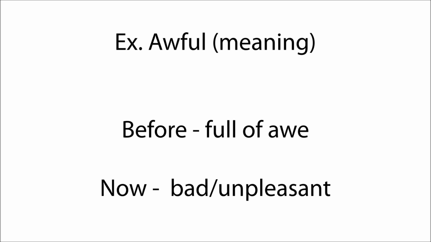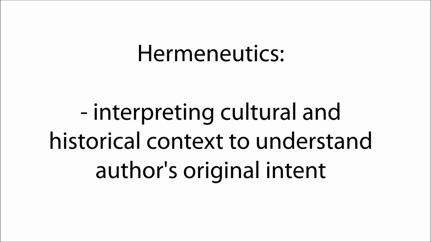Proper hermeneutics and interpretation comes from taking into the context the culture and time period the text was written in. To properly interpret ancient texts, we need to take into consideration the cultural and historical context. Only then can we figure out the author's original intent.